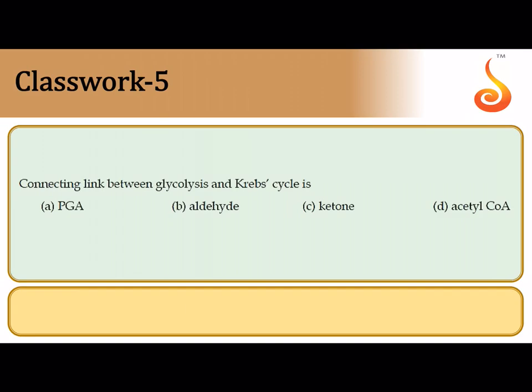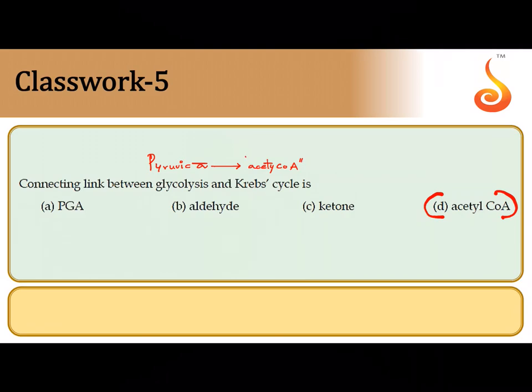The connecting link between glycolysis and the Krebs cycle is acetyl coenzyme A, because before the Krebs cycle can start, if you remember, the end product of glycolysis is pyruvic acid. The pyruvic acid is converted to acetyl coenzyme A, and this process is the bridging reaction between glycolysis and the Krebs cycle. Acetyl coenzyme A joins the Krebs cycle and combines with oxaloacetic acid to form citric acid.